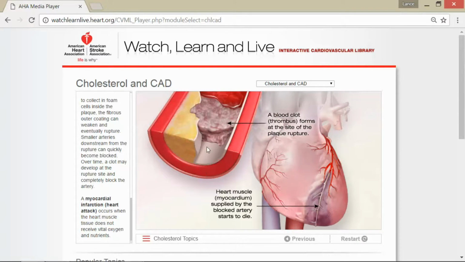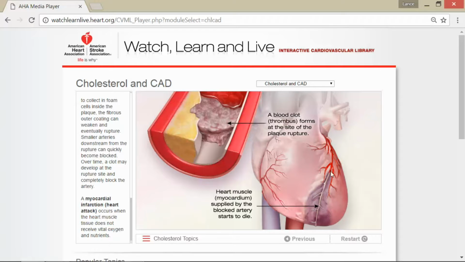As we keep going, the artery that had the rupture can also have red blood cells get caught in there. So a blood clot, a thrombus, forms at the site of the plaque rupture, and then the heart muscle, the myocardium supplied by the blocked artery, starts to die. You can see life is in the blood. If there's not enough blood getting into the areas that it needs, then particular areas of that organ will start to die off.